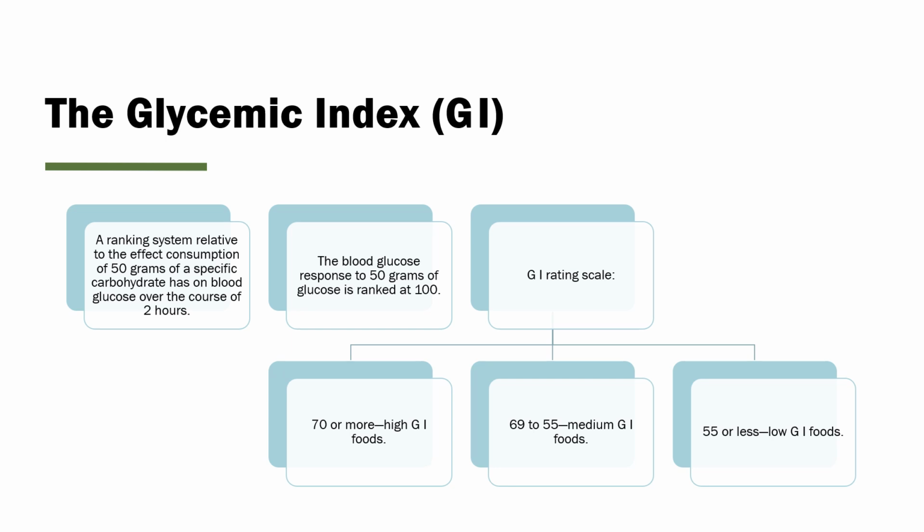Medium GI foods have a GI between 55 and 69. These foods raise blood glucose levels moderately compared to high GI foods, and examples include whole wheat products, brown rice, and some fruits like bananas. Low GI foods have a GI of 55 or less. These foods cause a slower and more gradual rise in glucose levels. Examples include most vegetables, legumes, whole grains like oats and barley, and some fruits like apples and berries. The GI scale provides valuable information for athletes and individuals seeking to manage their blood sugar levels and optimize carbohydrate intake for energy and performance.